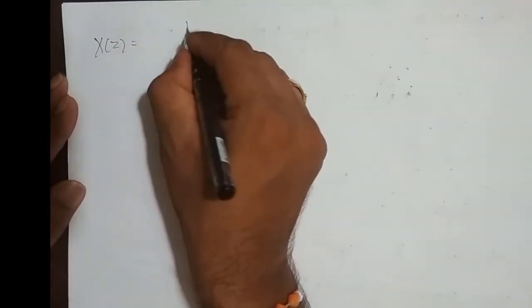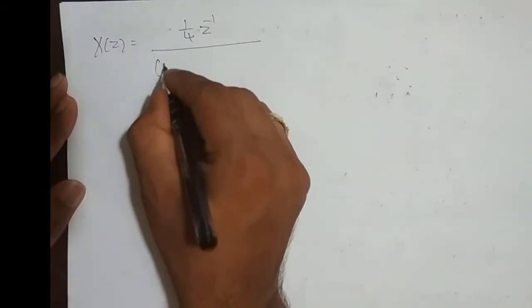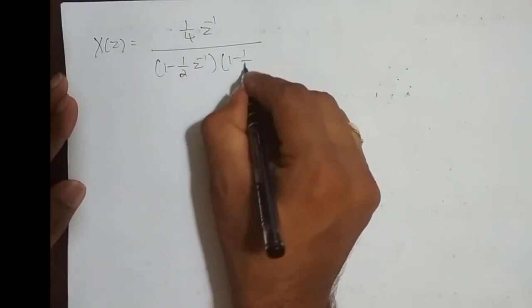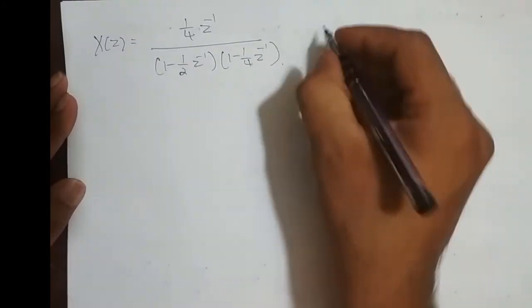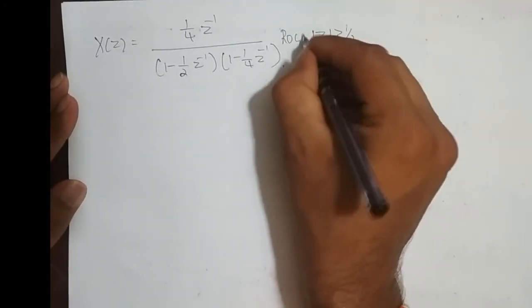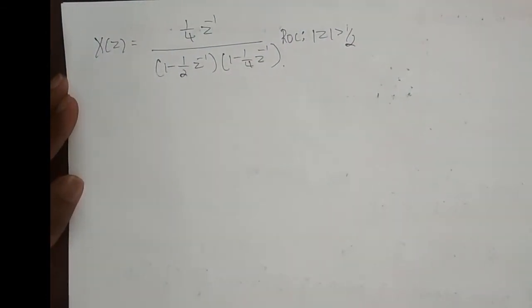Okay, next problem. X of z is equal to 1 by 4 into z power minus 1, the whole divided by 1 minus 1 by 2 z power minus 1 into 1 minus 1 by 4 z power minus 1, and you have to solve this for ROC magnitude of z greater than 1 by 2. Okay, so I'll give you the intermediate result. You just do it and cross check your answer.